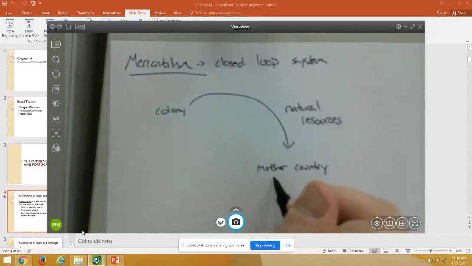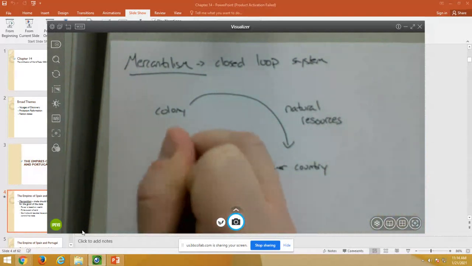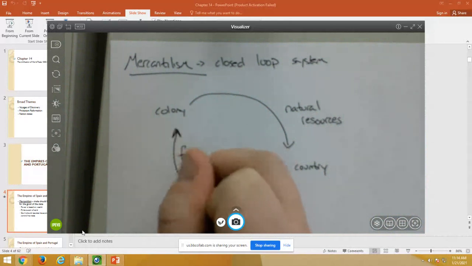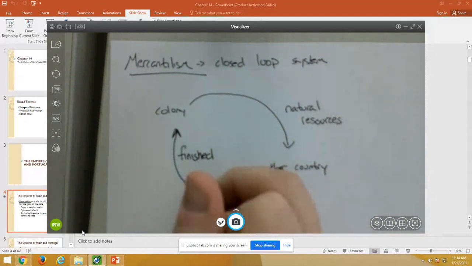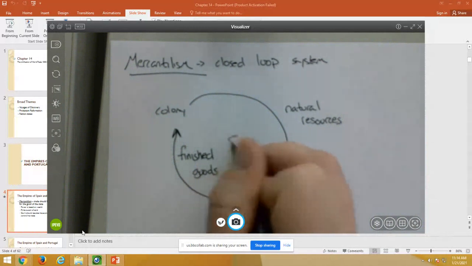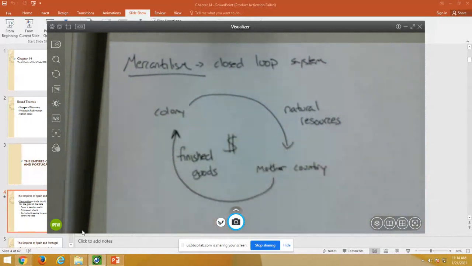The mother country, in turn, will take those natural resources, turn them into finished goods because they do have the technology to do that, and ship them back to the colonies where they sell them for cash money.